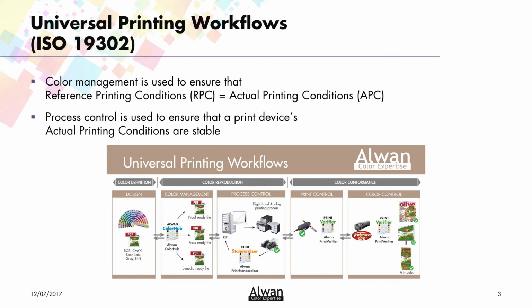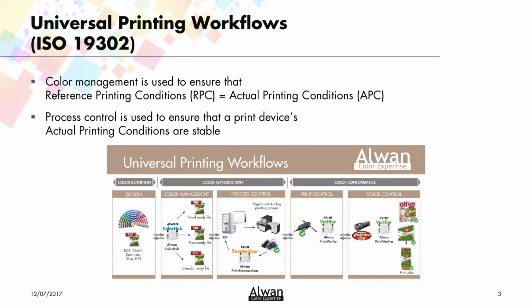Process control is about ensuring that a print device is printing to optimal expected printing conditions and making sure that these actual printing conditions are stable on the press by ensuring that the press is stable, calibrated and profiled, by ensuring that color management is using the color profile of a stable device. We have the guarantee that printed colors will be accurate.